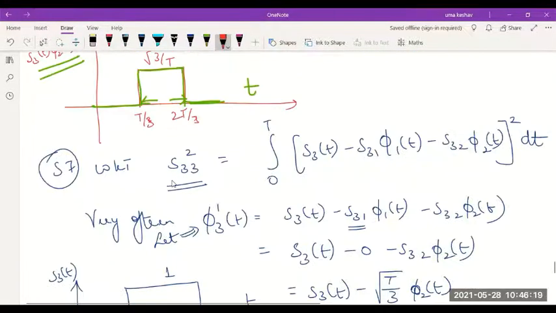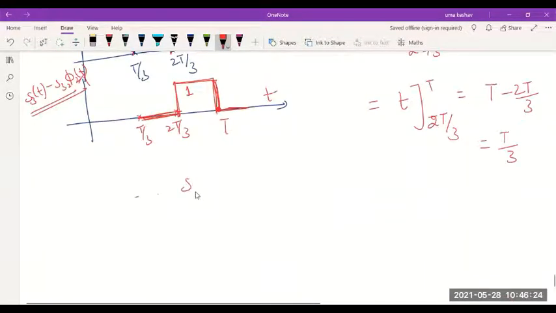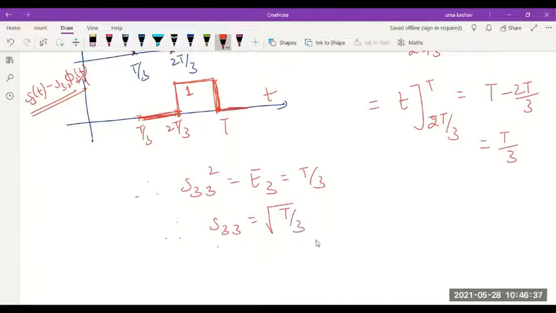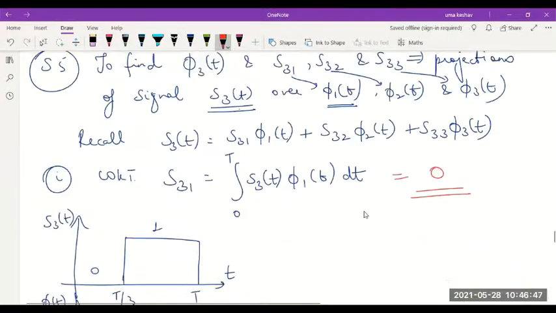So can you tell us what is S33 then? Therefore, the coefficient S33 square is your E3. Therefore, the coefficient S33 is nothing but root t by 3. So now I have found the third coefficient S33. We have already found S32 here and S31 here. So all the three coefficients needed in this equation are found. Phi 1 and phi 2 we found from the first two equations.